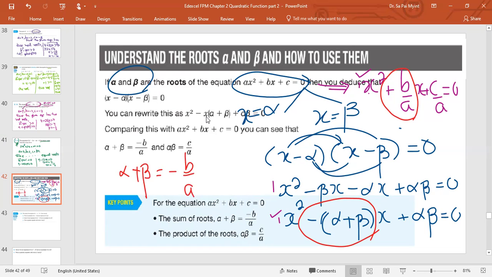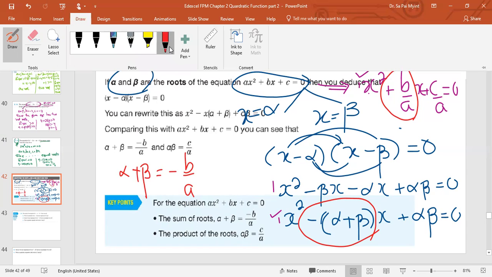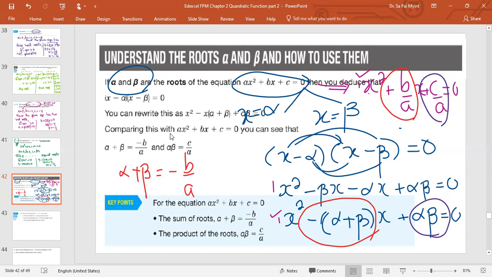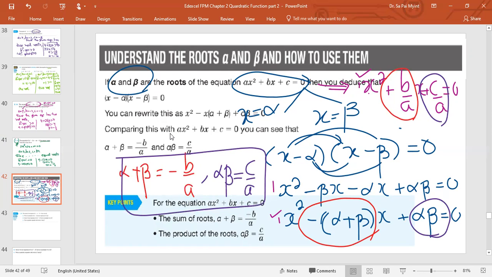What is alpha beta? Alpha beta is c by a. So you can write alpha beta equal to c by a. You need to use this formula. It's very, very important. You don't need to calculate; you can find the roots easily. From this, you need to remember the sum of the roots is minus b by a. The product of the roots is c by a.